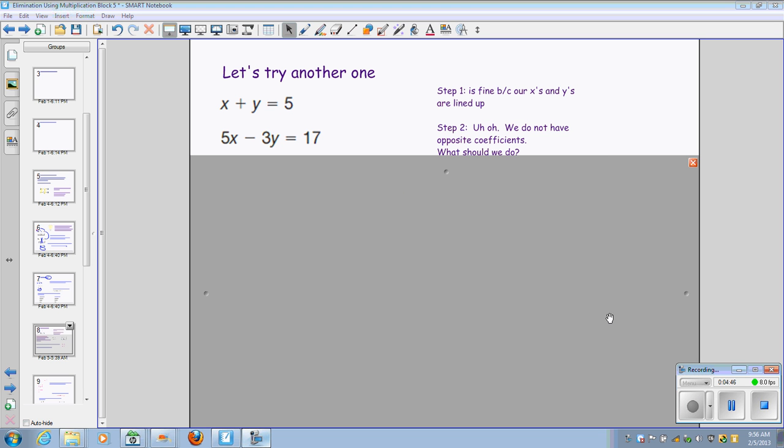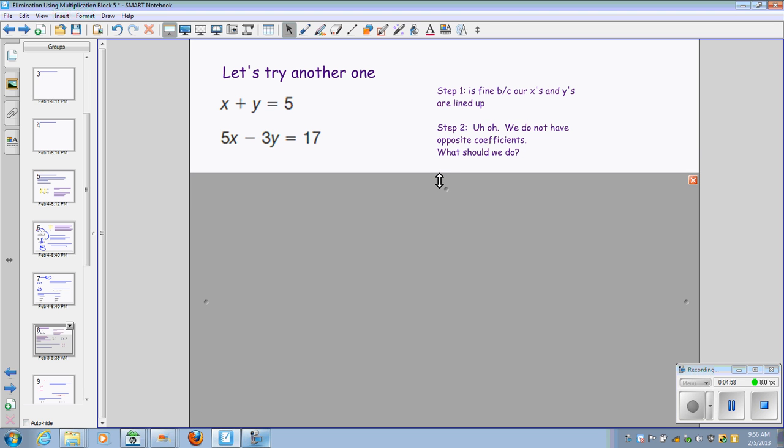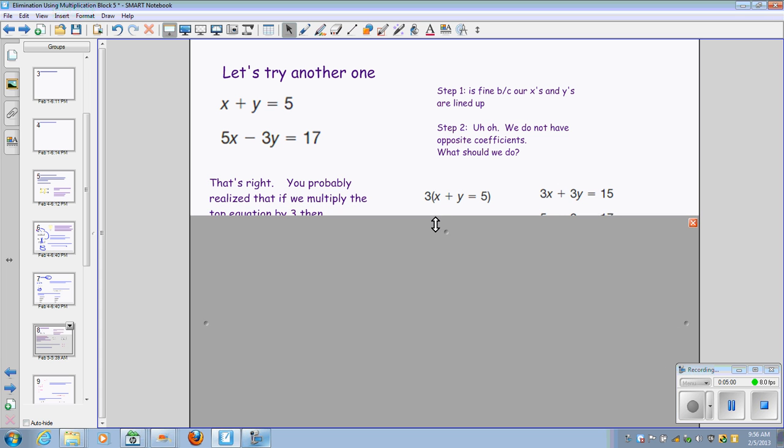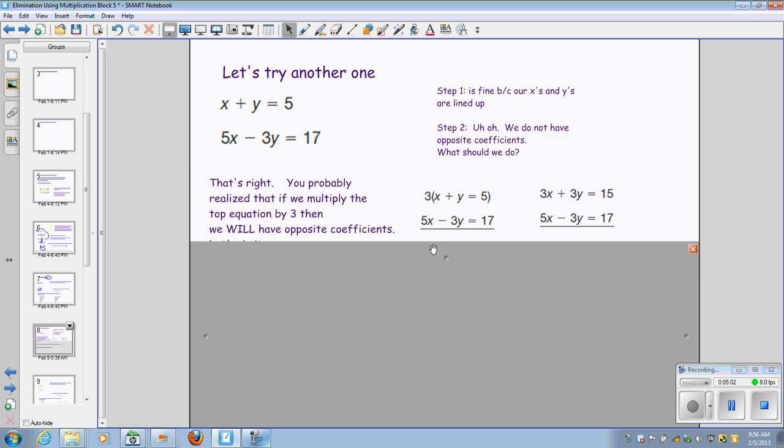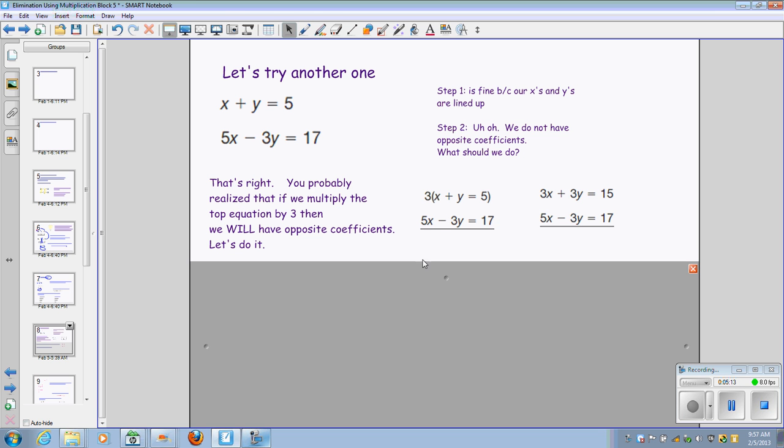Okay, class. Hopefully you're back, and hopefully you've noticed that step 1 is taken care of since our x's and y's are lined up, but we do not have opposite coefficients. So what are we going to do? Hopefully you decided, as I did, that if we multiply the top equation by 3, then we will have opposite coefficients, because if we multiply this through by 3, we'll have a positive 3y here, and we have a negative 3y there. Let's go ahead and do this.